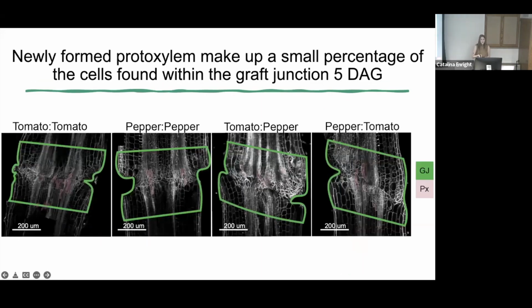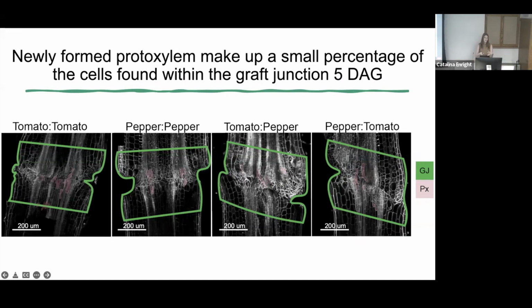And we think that the reason we don't see vascular differentiation genes highly abundant is because the cells that are being differentiated make up less than 1% of the graft junction. So here I'm showing you 5 days after grafting, and these newly formed protoxylem are highlighted in that light pink color. It's a really small percentage of the tissue that was actually ground and RNA was extracted from.